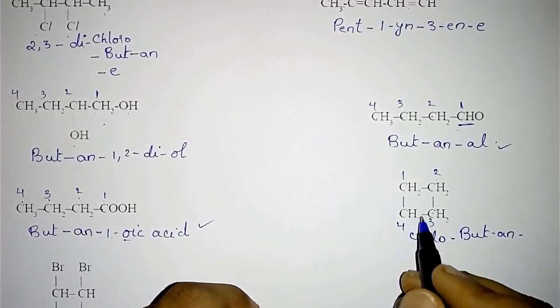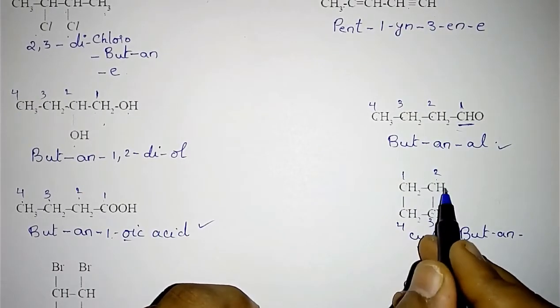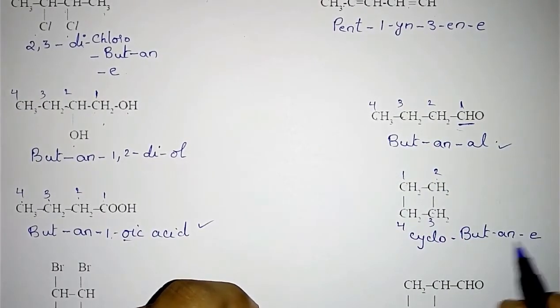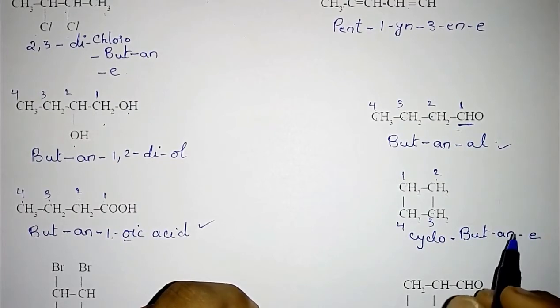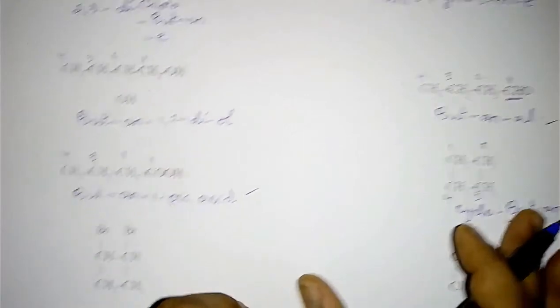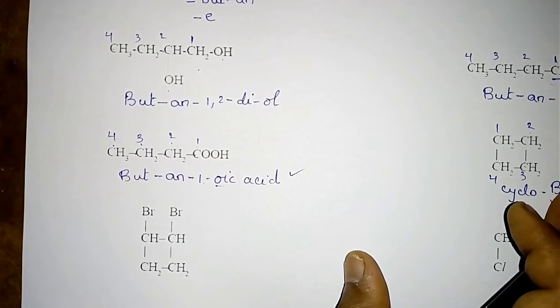Then, is any functional group there? Not there. So you simply write "e". Cyclobutane. Okay, that is the name of this carbon compound. Understood? I hope everyone is understanding here.